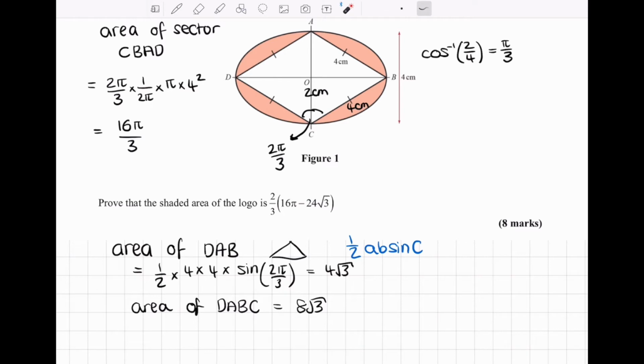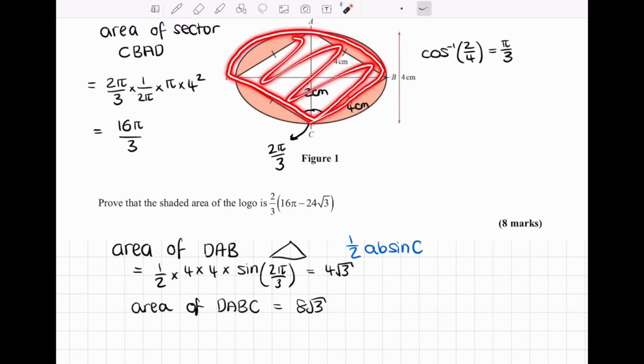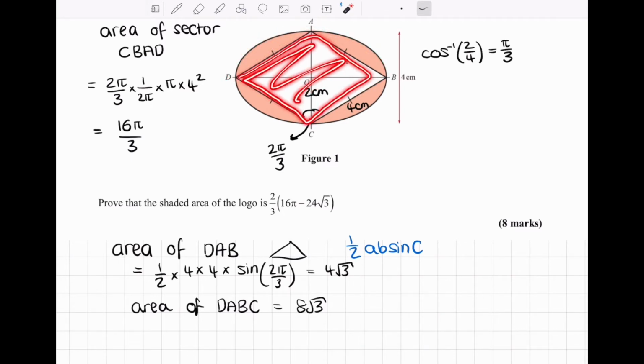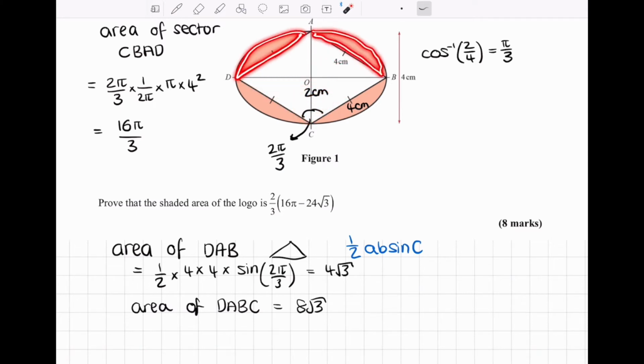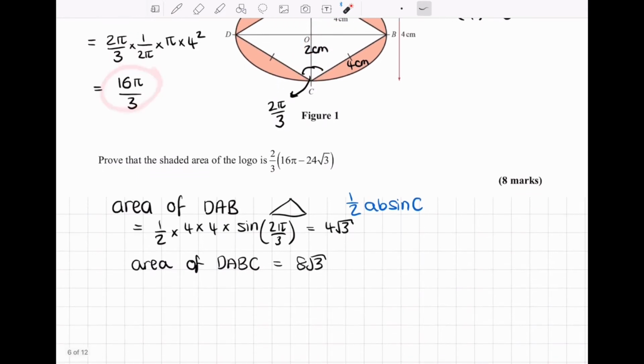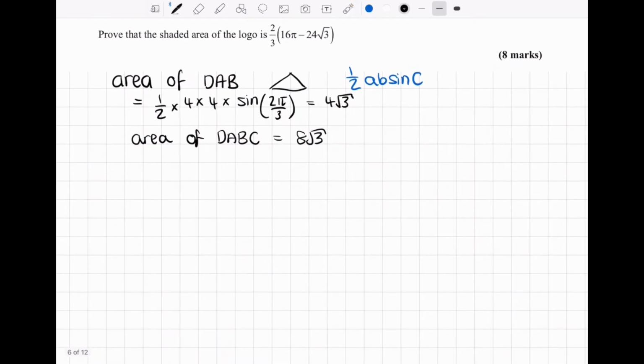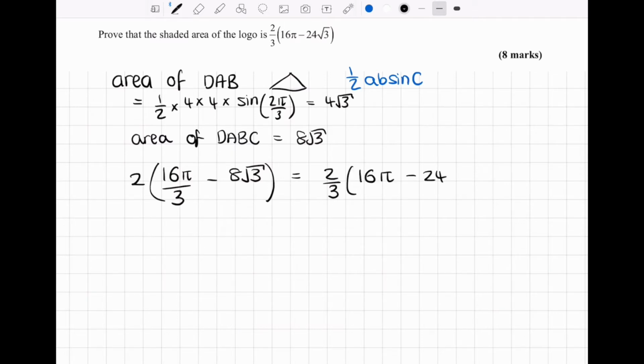So if we have the area of the whole sector, and then we have the area of the 4 triangles, we'll take them away, so we're just left with these shaded parts at the top. So that was 16 pi over 3 minus 8 root 3, and because they were just the top 2 shaded parts, we just need to double it for the bottom 2 shaded parts as well. And then it works out quite nicely from there.